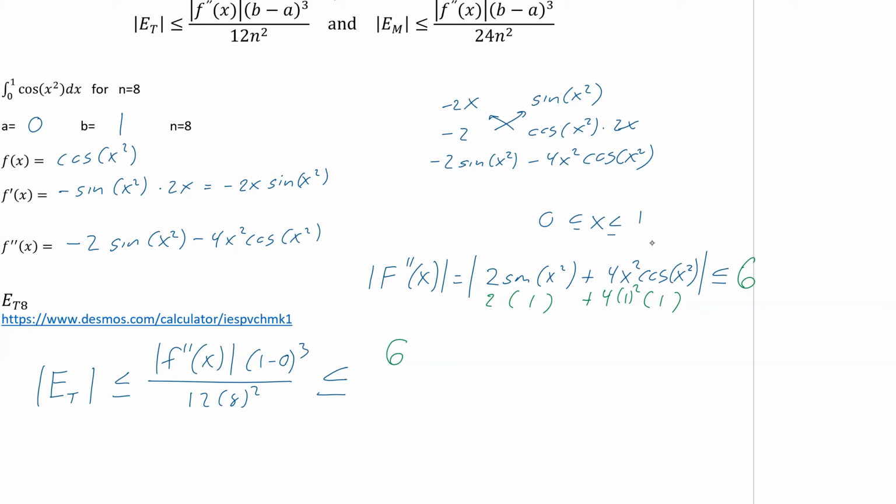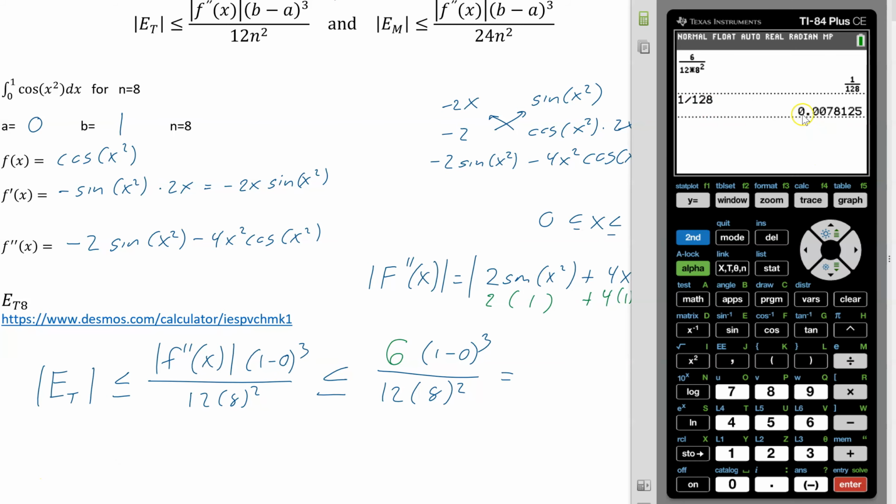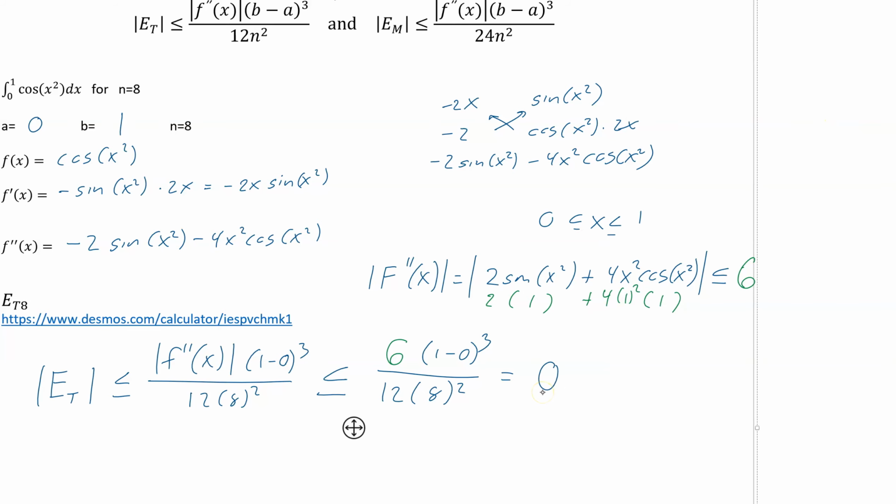And then it's (1 minus 0) cubed over 12 times 8 squared. And then if we calculate that, we get 1 over 128, or 0.00078125. So 0.078.